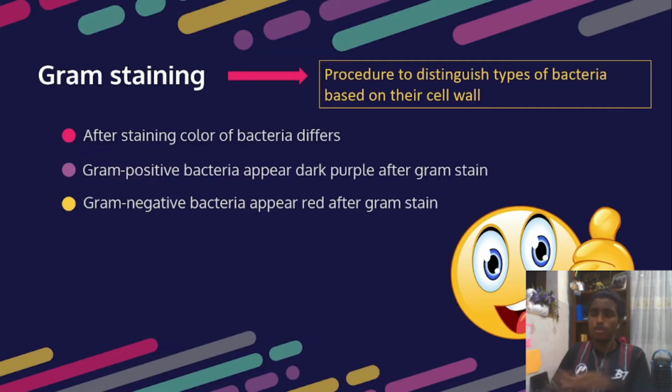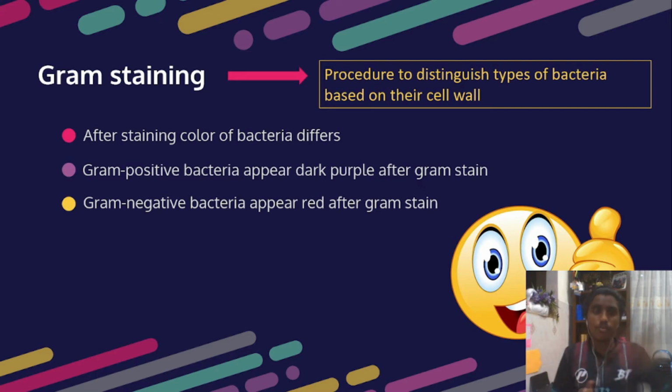Next, since there are two types of bacteria, to differentiate them we use a method called gram staining. Gram staining is a procedure to distinguish types of bacteria based on their cell wall. After we use different substances to stain the bacteria, the color differs. Gram-positive bacteria appear dark purple after the gram stain, whereas gram-negative bacteria appear red.